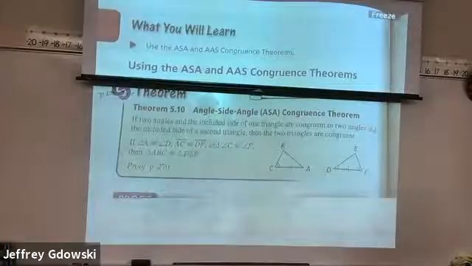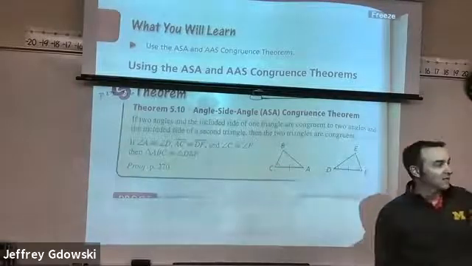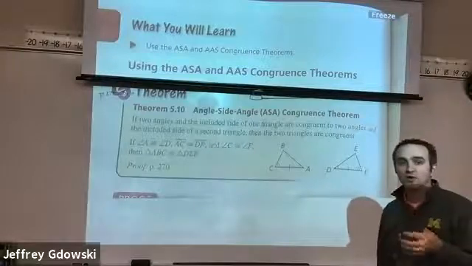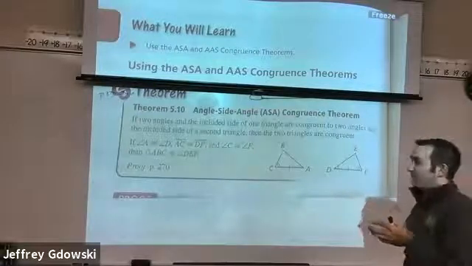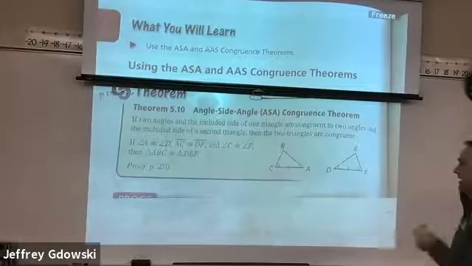All right, so we are looking at angle side angle first. Again, we're getting our last two ways of proving triangles congruent today. We've got 4 so far. We've got 2 more coming today. This one is angle side angle, ASA.